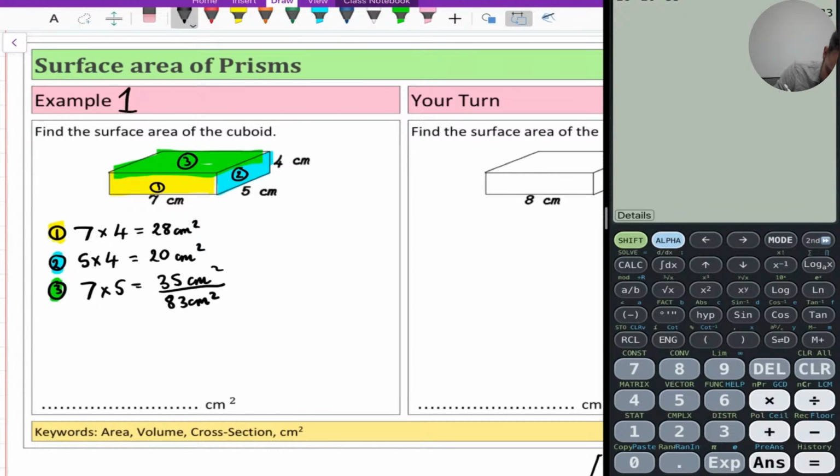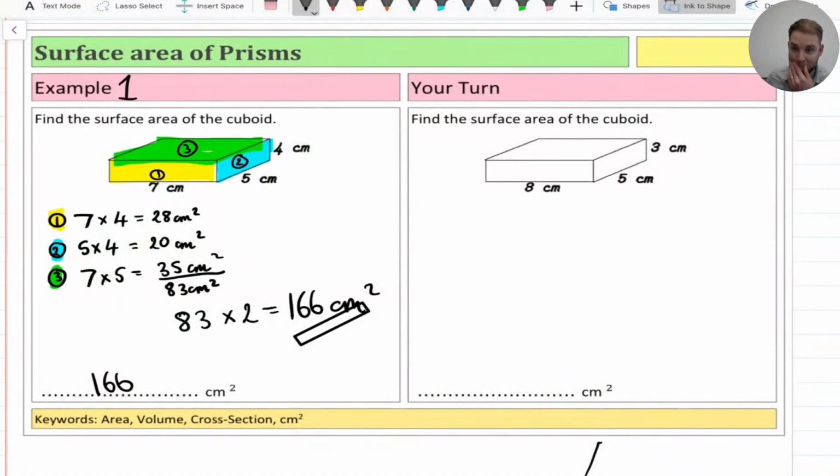So it's going to be 83 times by 2, which is equal to 166 centimeters squared for the surface area. Okay, so there's your first question.